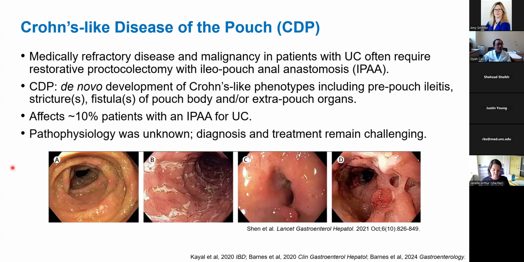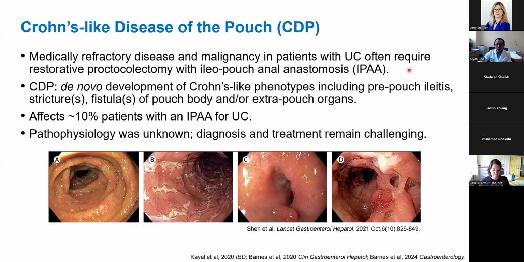And for the next part of my talk, I'm going to switch gears a little bit. I'm going to talk about this IBD associated complication called Crohn's-like disease of the pouch. And for the data we have for this project, we are 100% focused on data from human patients.